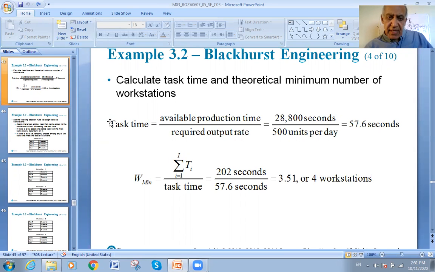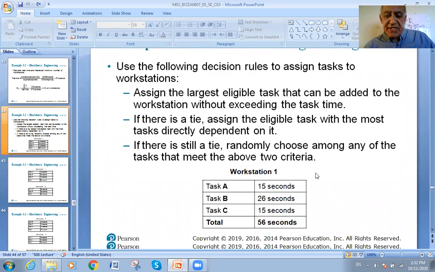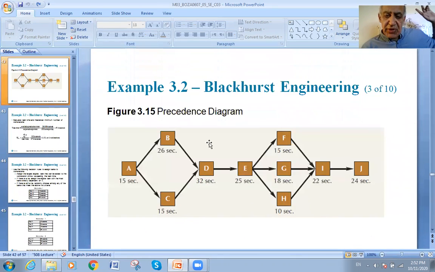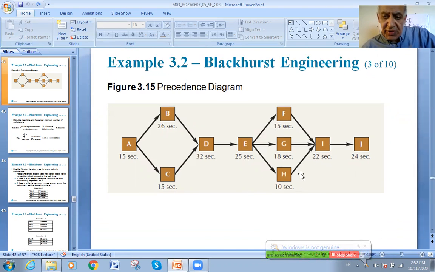Then I will say the number of working stations, W minimum, will be 202 seconds divided by this number. It will give me 3.51, so 4 workstations. My work will be divided into 4 workstations, like I did on the board. The first is A, B and C; D and E is the second workstation; F, G and H is the third; I and J is the fourth workstation.